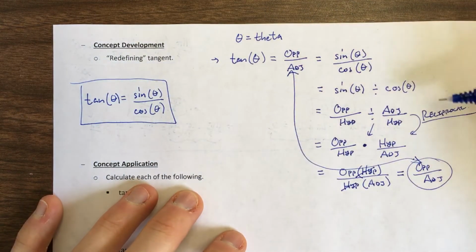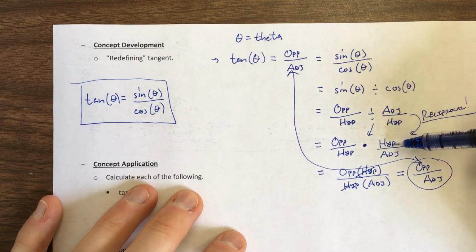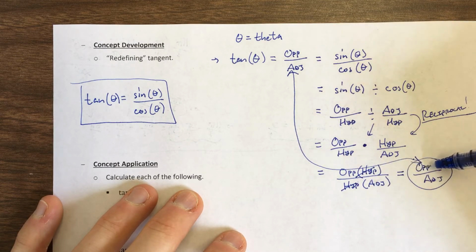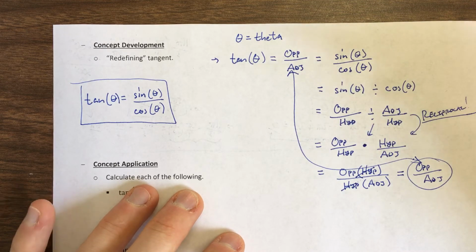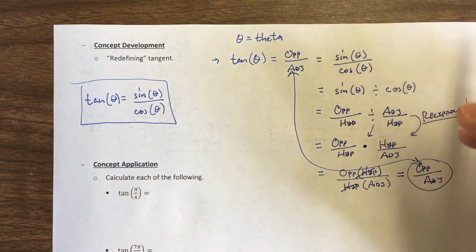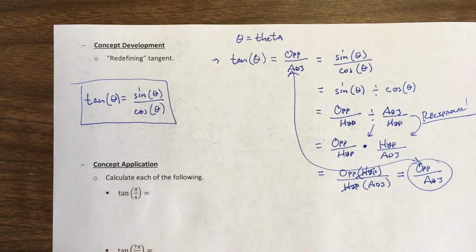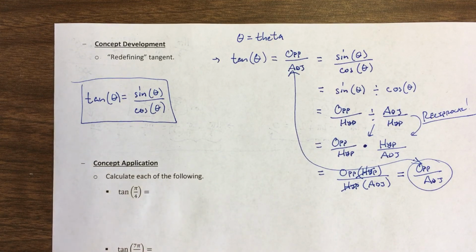And the way that works is because of this division. By multiplying by the reciprocal, the hypotenuses cancel out. We get opposite over adjacent, which is the original definition for tangent. Now, in the next video, we're going to see some examples of that. I'll probably do 2 of those, talk about this last one, and then we'll talk about cotangent as well.